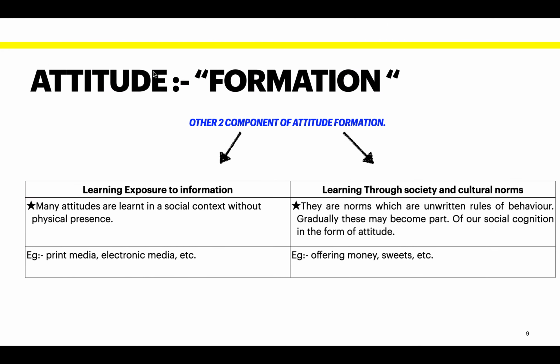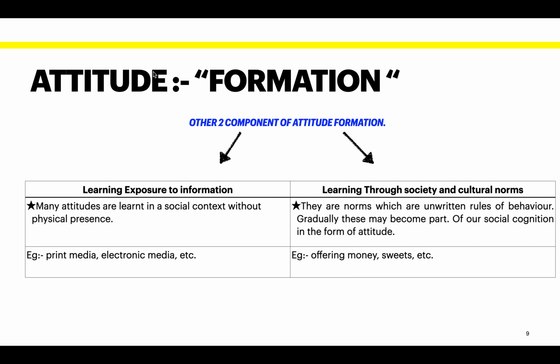Now the other two aspects which are left are learning through exposure to information, and learning through society and norms. Learning through exposure to information: many attitudes are learned in a social context without physical presence. Today, in the age of the internet, we have learned so many things. We have learned how to cook, how to type, how to play instruments, because of social media and print media. We are getting information from around the globe.